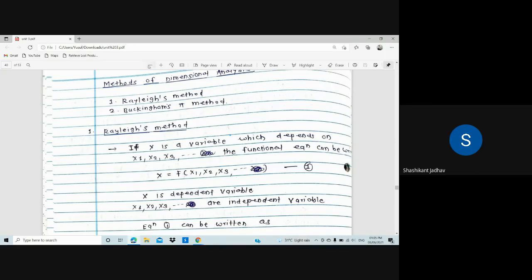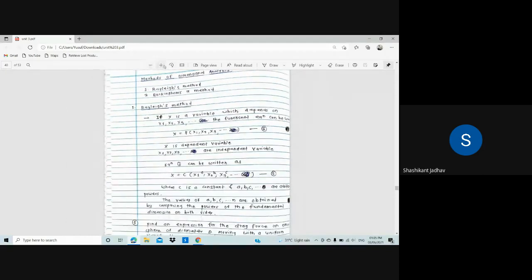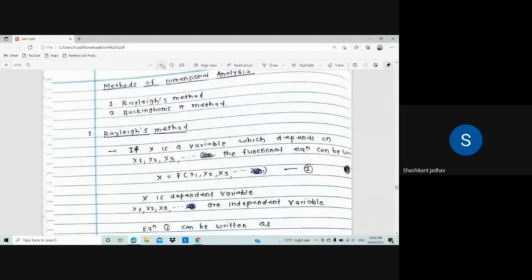Okay, so all of you give the first heading as Rayleigh's method. So these two methods are for dimensional analysis. We have to derive the equation in the form of another dimensionless number. So for that there is a need of a dimensional analysis method. For that we have to use these two methods, Rayleigh's method and Buckingham's pi method. So the first method is Rayleigh's method.